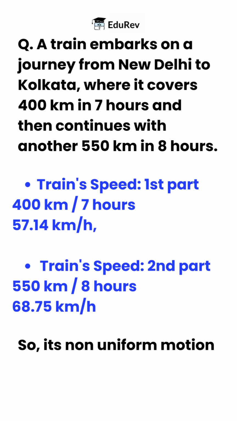In the first part of the journey, the train's speed is 400 kilometers divided by 7 hours, which yields 57.14 kilometers per hour. In the second part of the journey, the speed is calculated as 550 kilometers divided by 8 hours, resulting in a speed of 68.75 kilometers per hour. Since the train exhibits different speeds in both segments, this scenario exemplifies non-uniform motion.